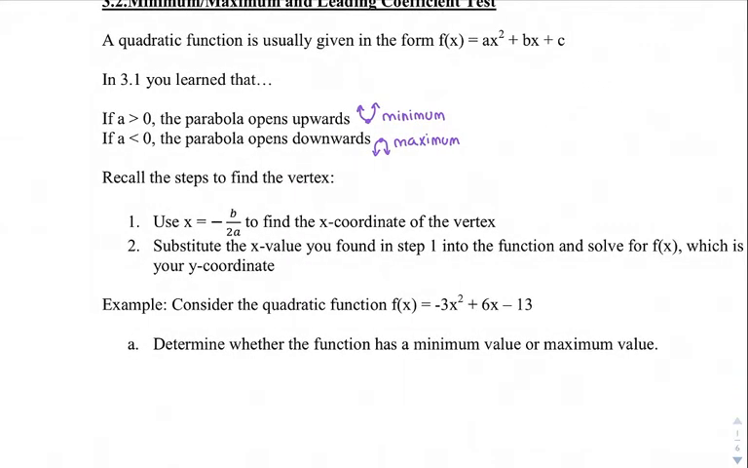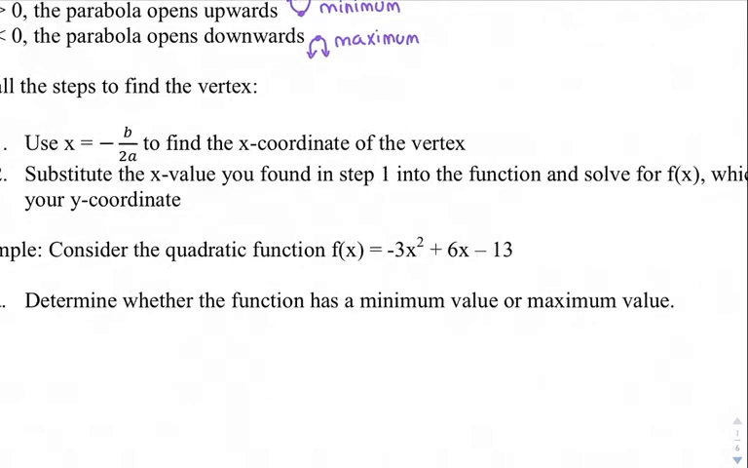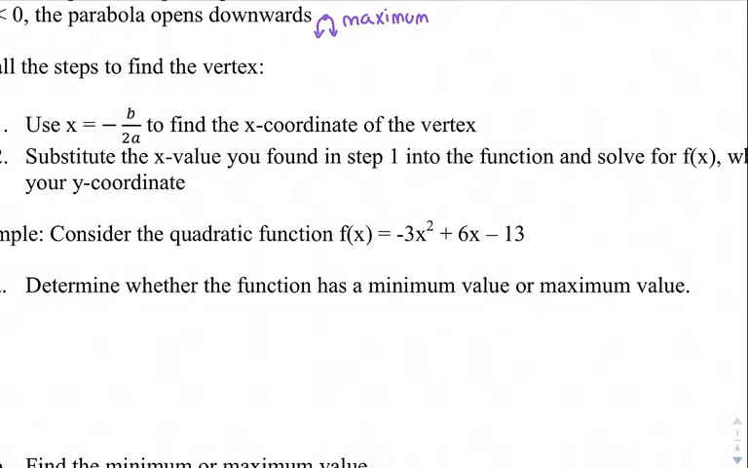So to find your vertex, we did x equals negative b over 2a, and then we substituted that x in to find my y coordinate. Well, in order to find min and max, we use the exact same steps. So your vertex is actually your minimum or your maximum. So let's start with our first example. So consider the quadratic function f of x equals negative 3x squared plus 6x minus 13. So let's see if it has a minimum or a maximum.